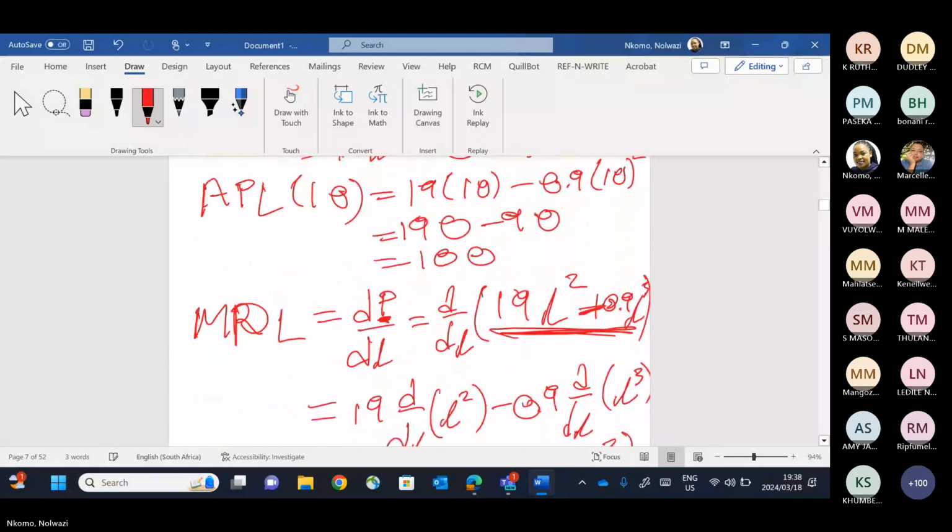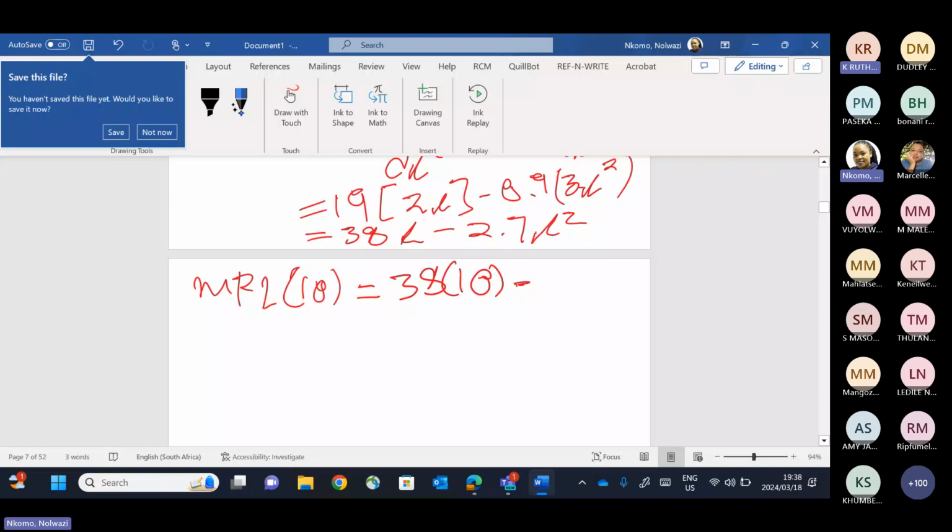Oh, okay. So we have 38 minus 2.7 times 10. Isn't that supposed to be Q?